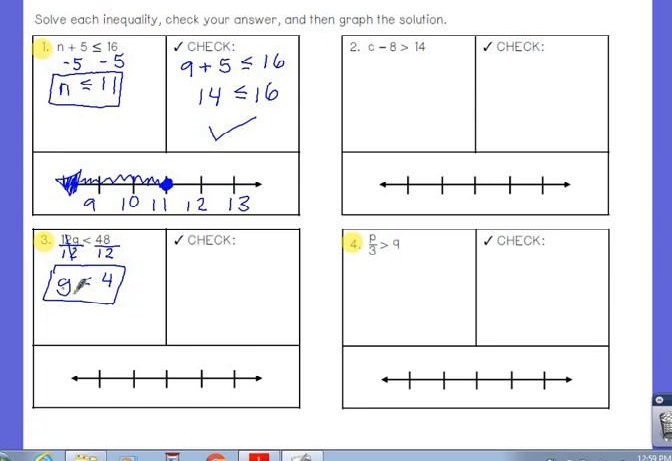0's my favorite. Is 0 less than 4? I thought we were going to get math. Is 0 less than 4? Yes. So 12 times 0.